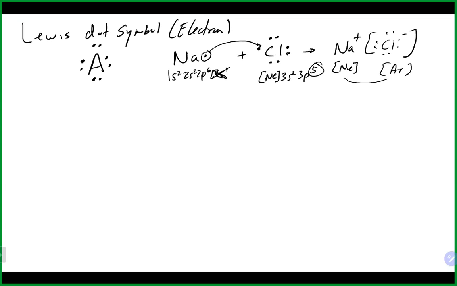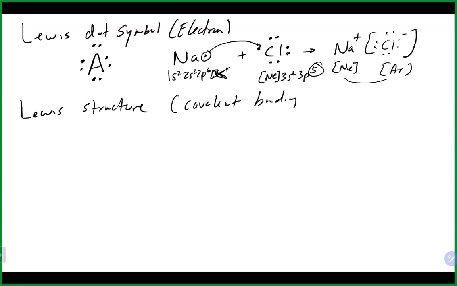Remember, sometimes you need more than one of those atoms to have enough electrons for everybody to get to the right spot. We then talked about Lewis structures for covalent bonding.